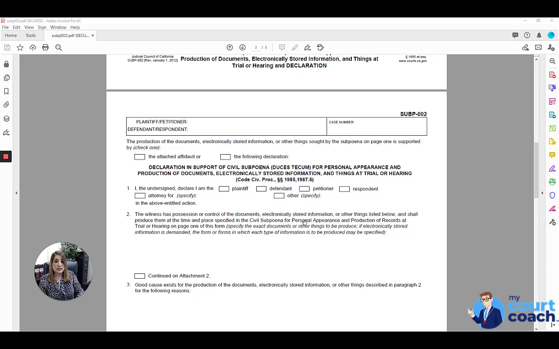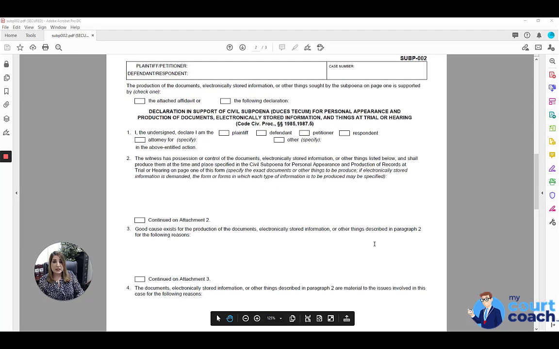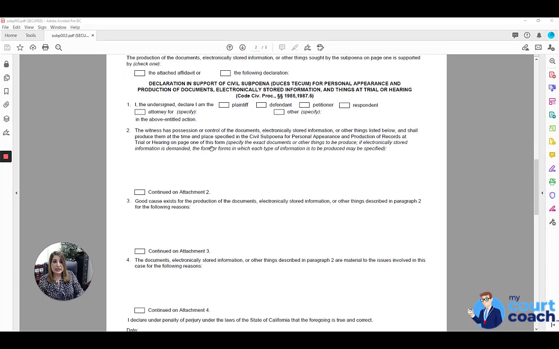The next page is where you have to explain what documents you're requesting and why. So you can either attach a statement to this, in which case you would mark the box that says that you are explaining that in the attached affidavit, or you can mark the box that says the following declaration, which requires you to fill out the information below. So first, you're going to mark the box that identifies your role to the case.